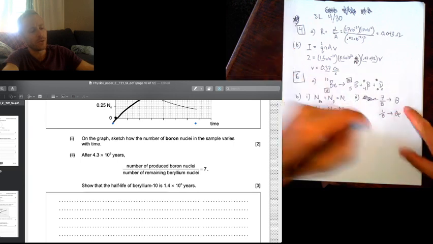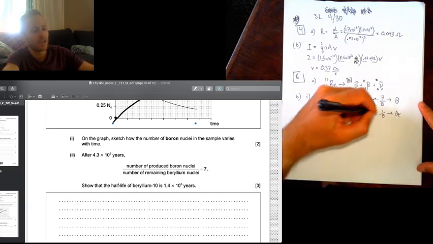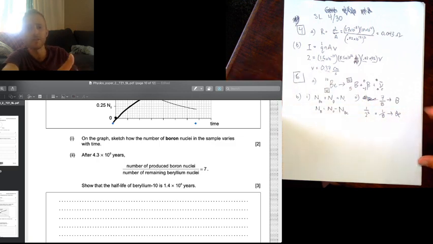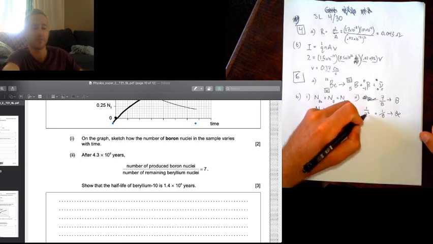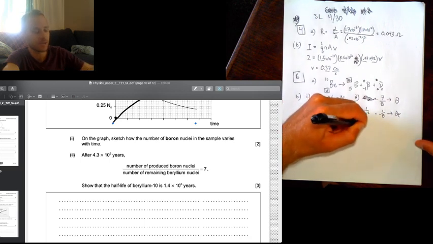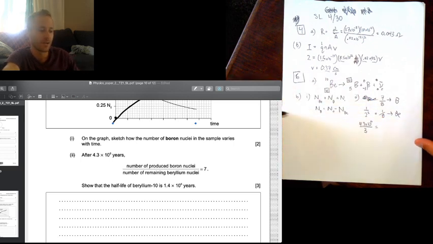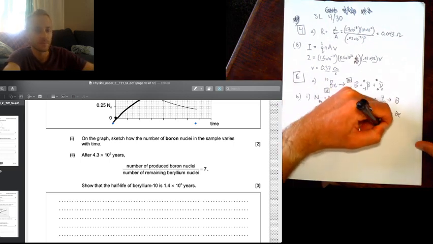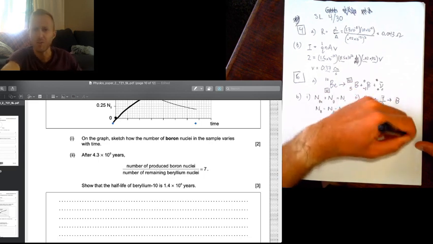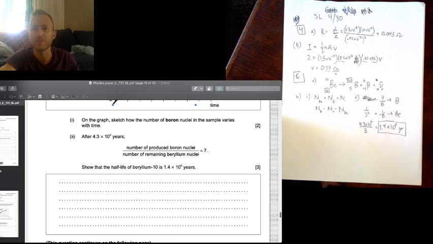So if we look at 1/8, 1/8 is equal to 1 over 2 to the 3rd. So basically what they're saying is 4.3 times 10 to the 6th years is actually 3 half-lives. So we take 4.3 times 10 to the 6th and we divide it by 3 and we get 1.4 times 10 to the 6th years. I don't know why that question is worth 3 points. It seems really basic to me.